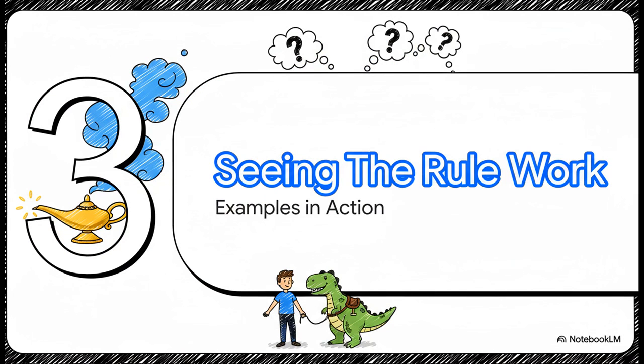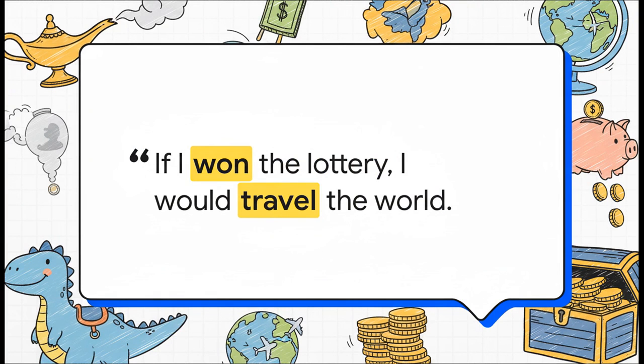Theory is great and all, but seeing this rule in action is where it really clicks. So let's look at a couple of real sentences together. Okay, check this out. See the structure? If I won, that's our past simple part, I would travel, and there's our would plus the simple verb. Now, it's your turn. Try saying it out loud with me. If I won the lottery, I would travel the world.